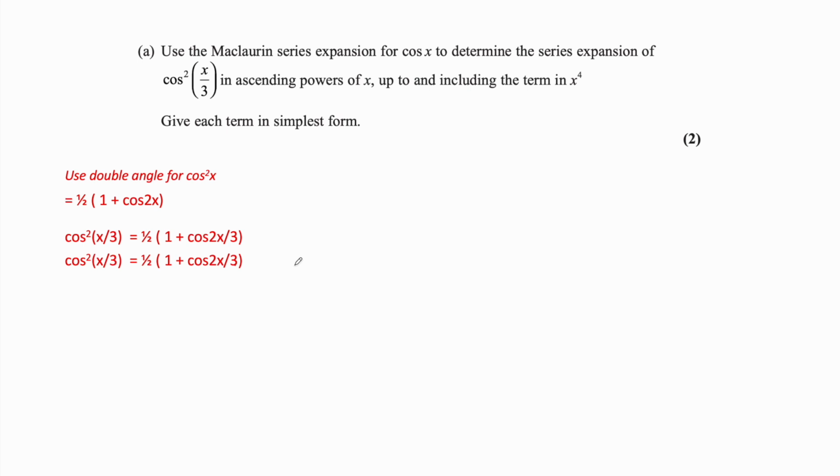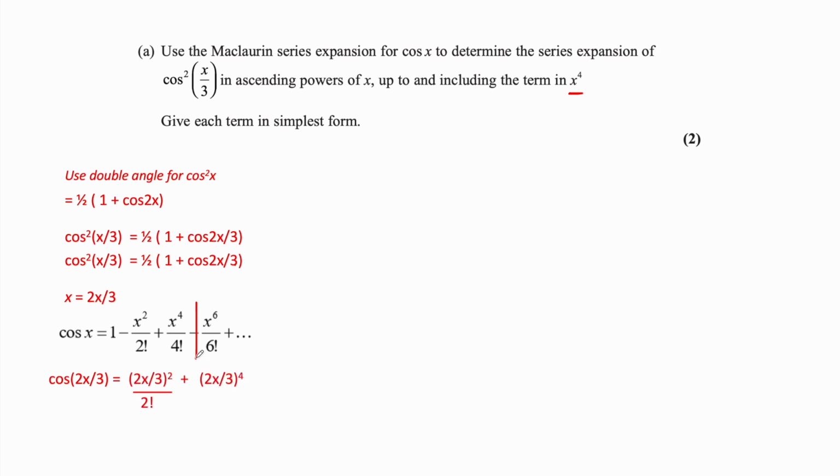And from this point we can just set u, or x, wherever it is, to 2x over 3. And then we'll just work out what each of these will be. It says only until x to the power 4, so we just need that. So obviously x squared over 2 factorial plus x to the power of 4 over 4 factorial, and then this will give 1 minus, and then this expanded and that expanded.